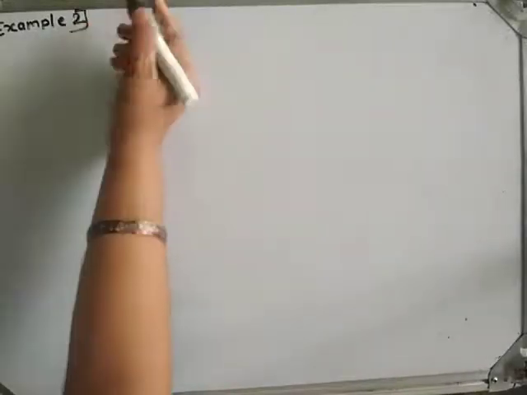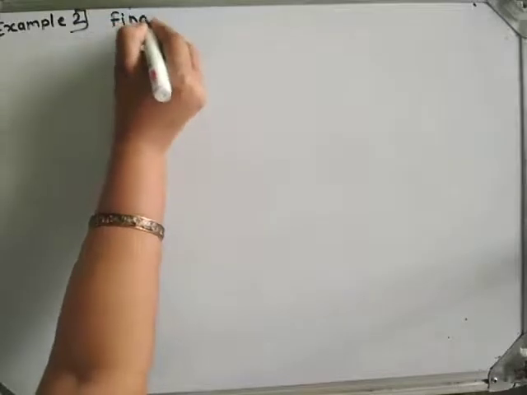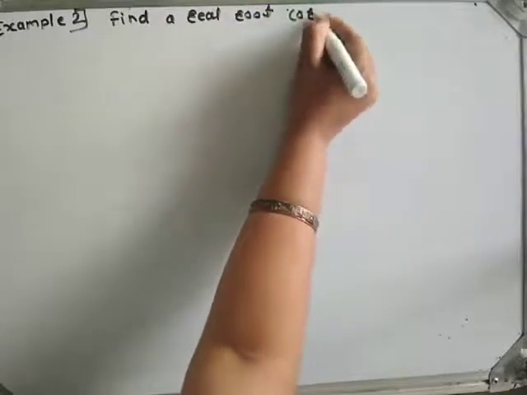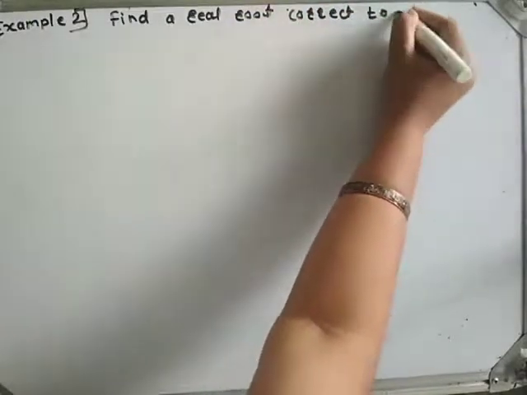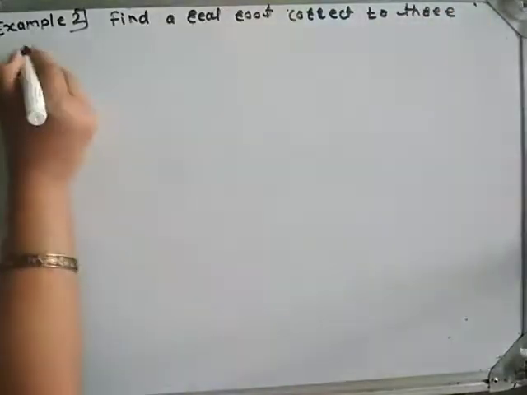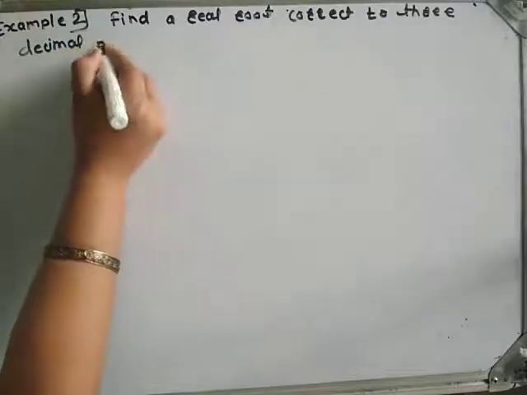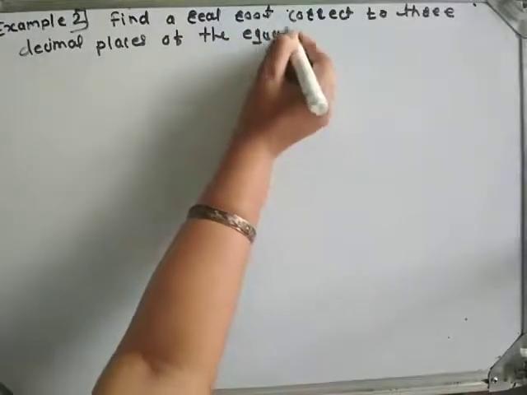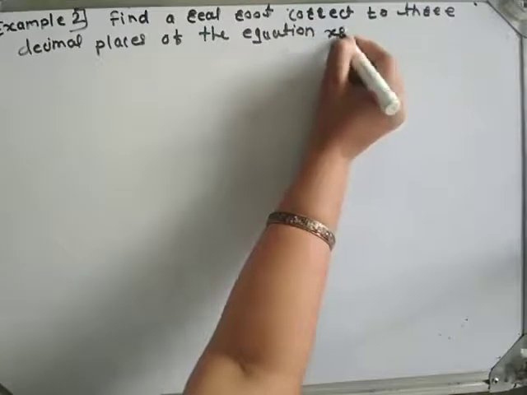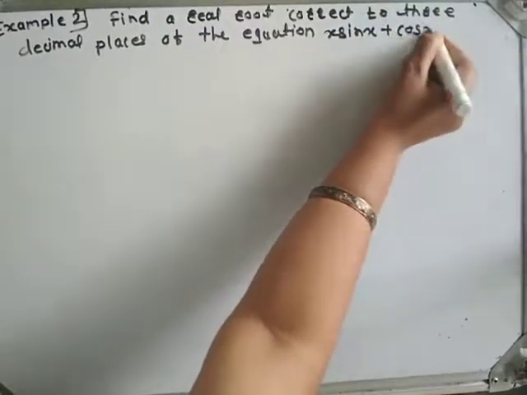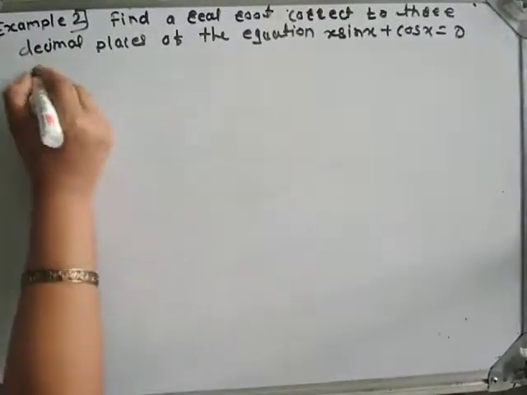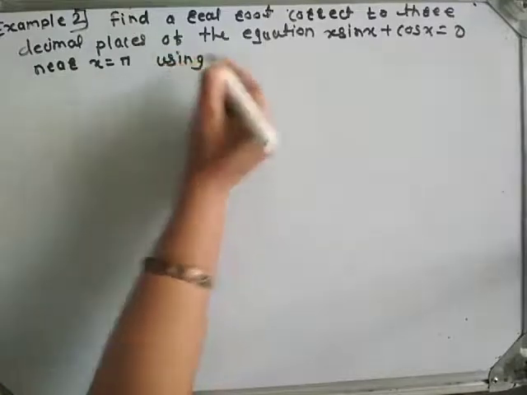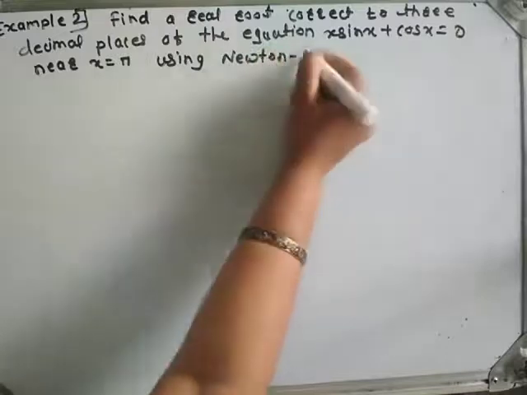Let us take next example to find a real root correct to 3 decimal places of the equation x into sin x plus cos x is equal to 0 near x is equal to pi using Newton-Raphson method.